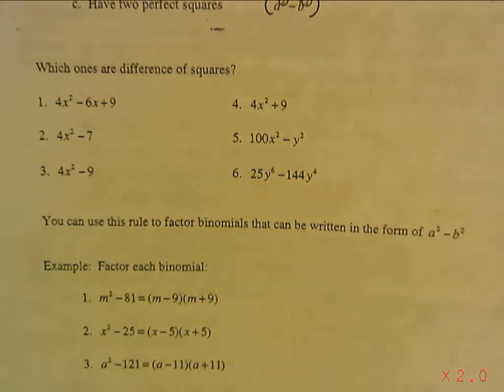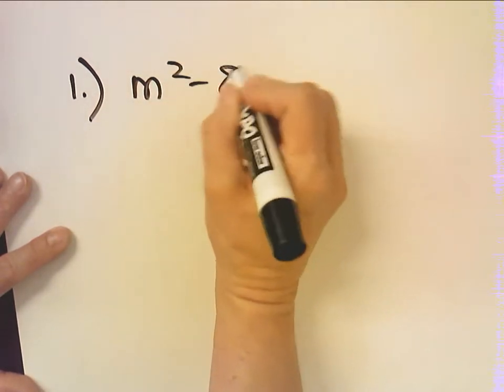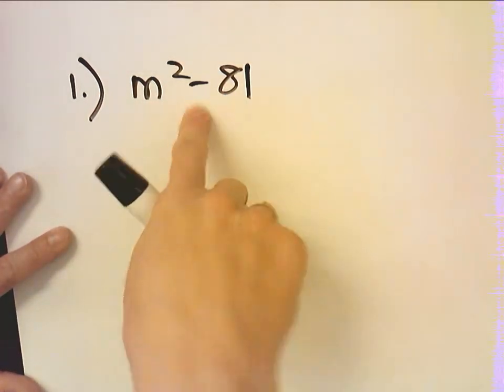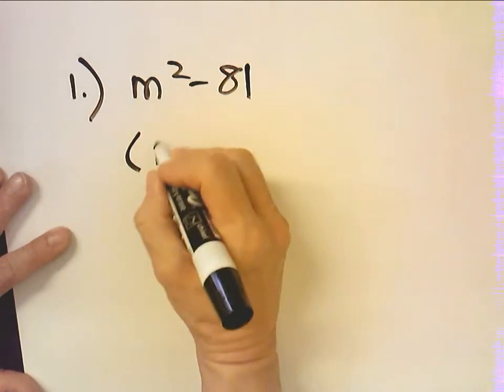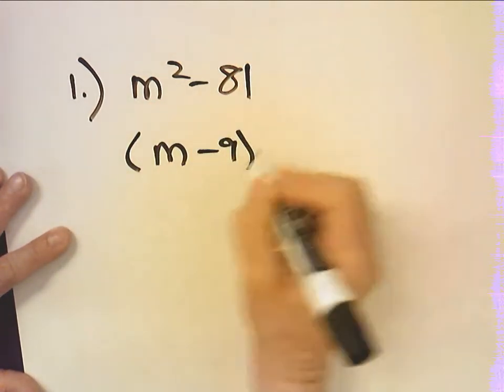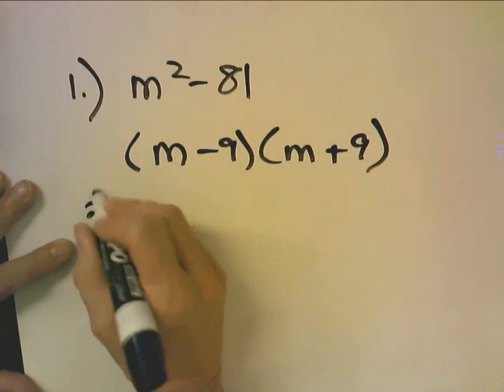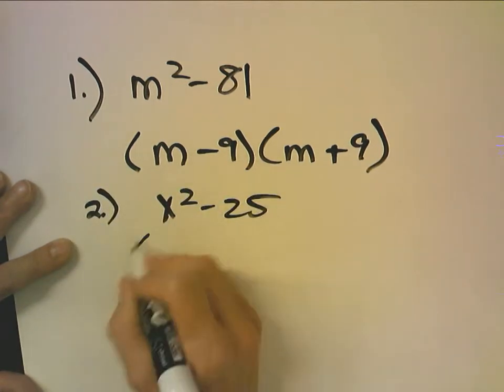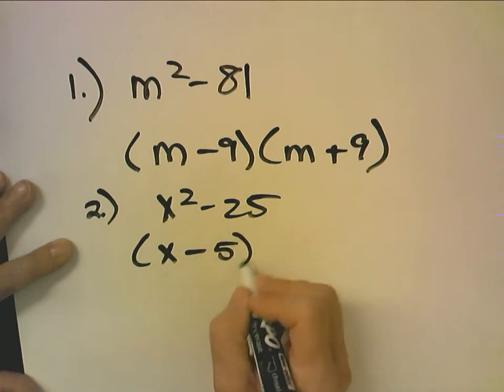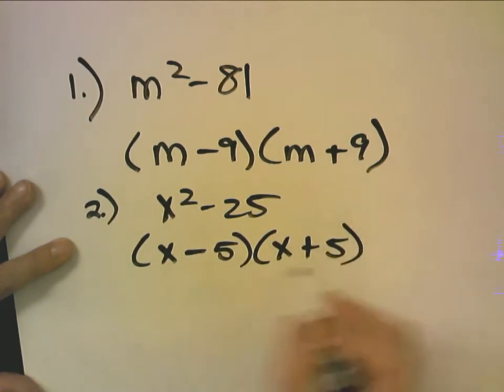Okay, so now that we can recognize the difference of squares, I will teach you how to factor the difference of squares. So, if we look at number 1, okay, number 1 says m squared minus 81. Perfect square, subtraction. To factor it, take the square root of the first minus square root of the second times square root of the first plus the square root of the second. Okay, number 2, x squared minus 25. Again, square root of the first minus the square root of the second times the square root of the first plus the square root of the second.